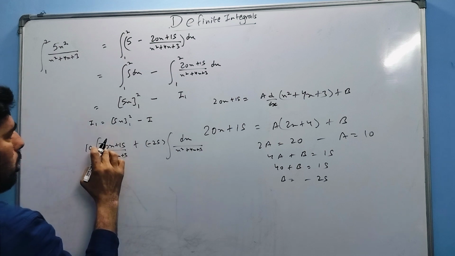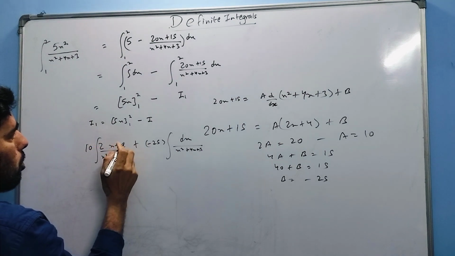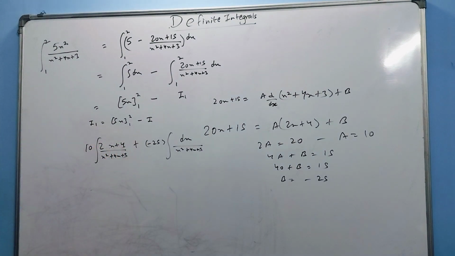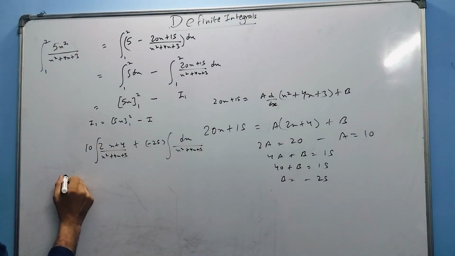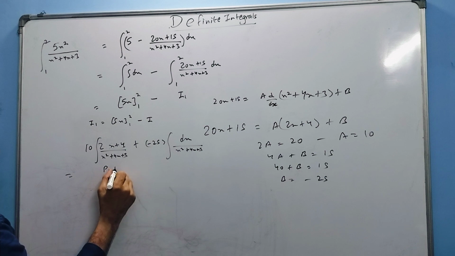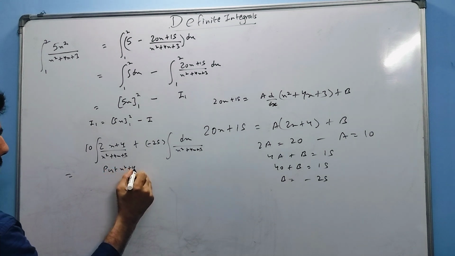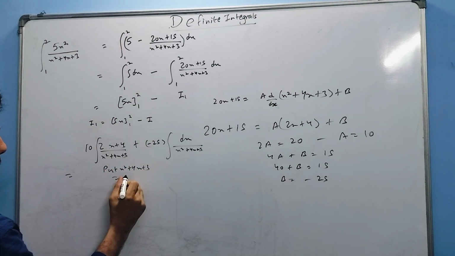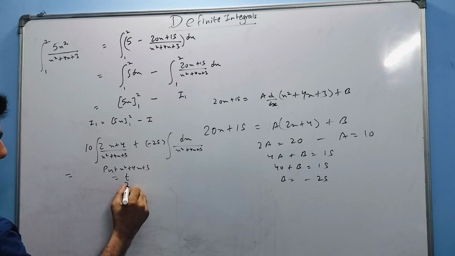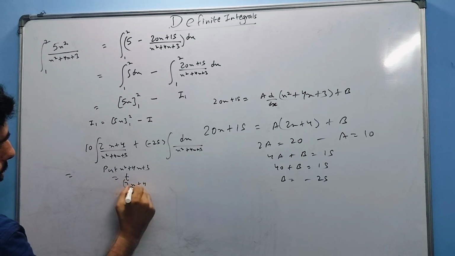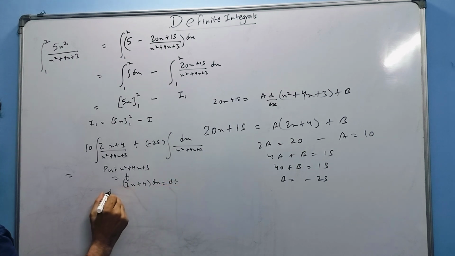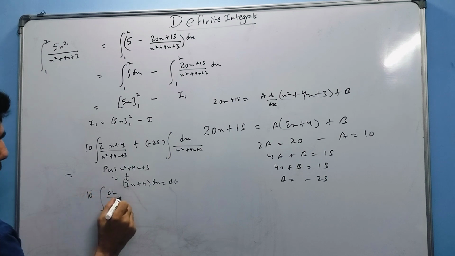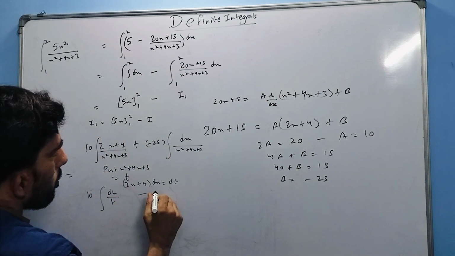Okay, 2x plus 4, because we have taken here a, 2x plus 4 upon this, plus b. Now we will try to solve. How? Put x square plus 4x plus 3 is equal to t, so that 2x plus 4 dx is equal to dt. So I got 10 dt upon t, and here minus 25, what can I do?